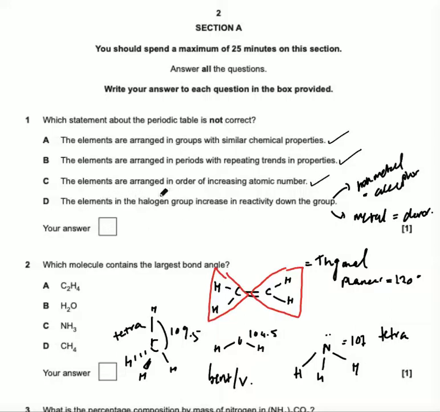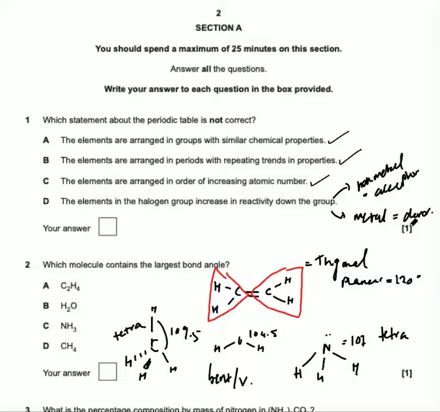The elements in the halogen group increase in reactivity down the group. Okay, so I'm just going to clear something up here. Some people will make a common mistake: there are some groups where, when you go down the group, you have an increase in reactivity, and some groups where you have a decrease in reactivity. If it's a non-metal, then when you go down the group you decrease in reactivity, whereas metals, when you go down a group, they increase in reactivity.